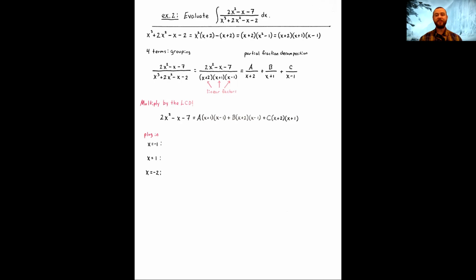In the case of distinct linear factors, plugging in is incredibly efficient. When we get to part 2 in a little bit in this lecture, the case of repeated linear factors, we'll have an alternate method for solving for the constants besides plugging in. All right, so here, pause, plug in those three values of x, -1, 1, and -2. You should be able to very quickly solve for the values of a, b, and c.